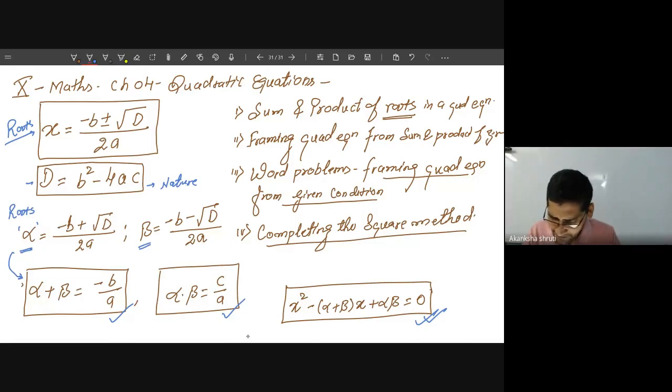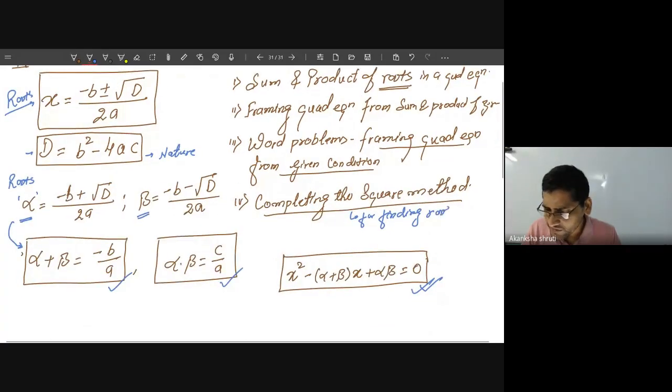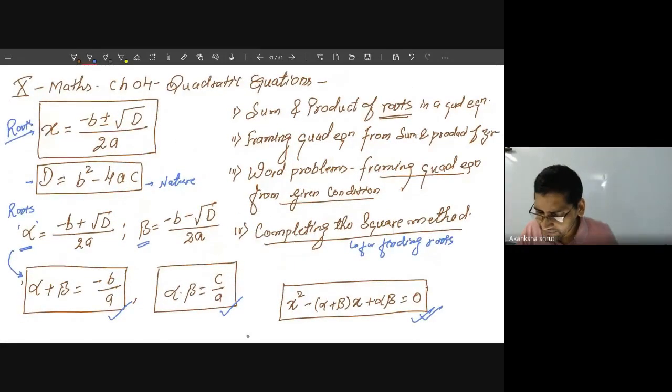And later on, the completing the square method of finding x, that we will also do. Means completing the square method for finding solution or roots x. So this we have already done in deriving the formula for quadratic formula, means x equals minus b plus minus under root d by 2a, but we will take some numerical value, then we will do. So these are the things that we will learn.